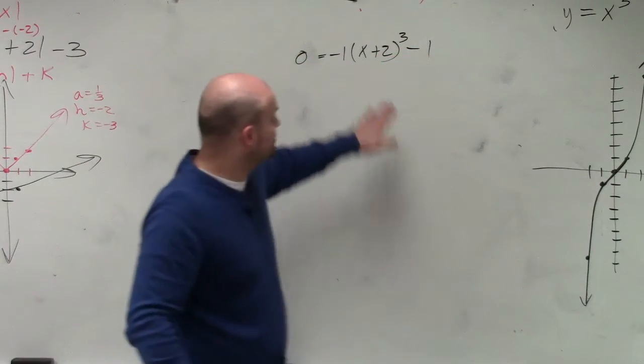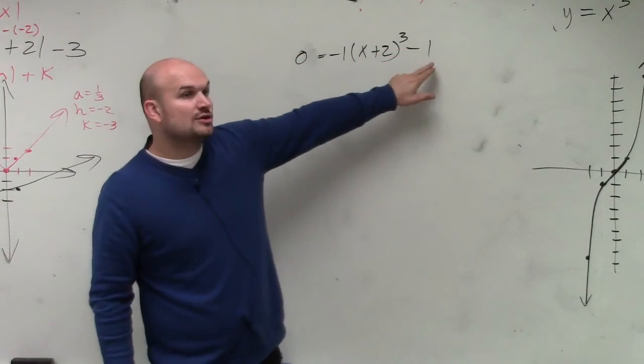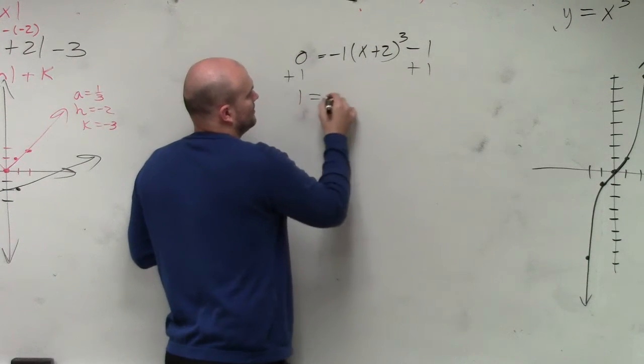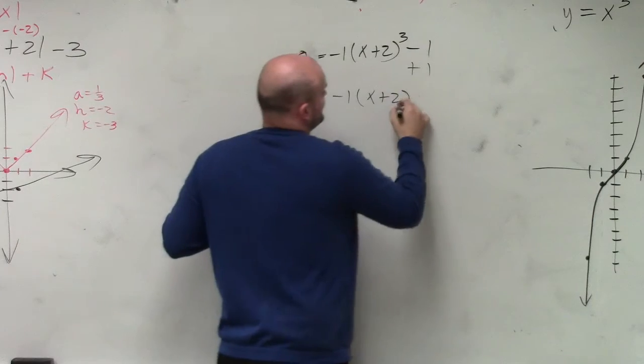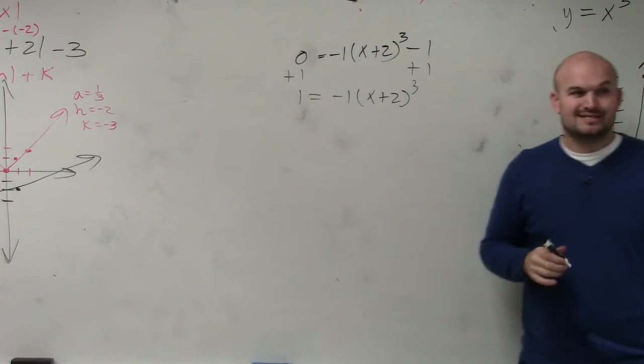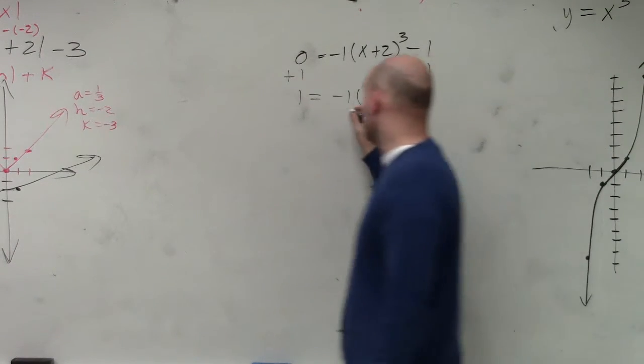The first thing I need to do to solve for this x is undo addition and subtraction. So I add a 1 to both sides. Then the next thing I need to do is undo multiplication and division of the parentheses. So I divide by -1.